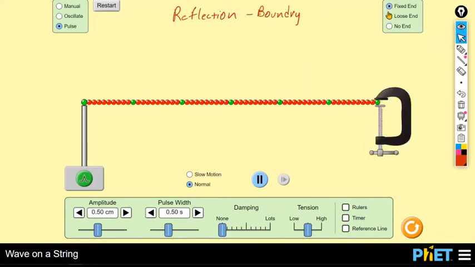I can choose a fixed end, and here the simulation shows this last particle is fixed. It's clamped in place. It can't move up or down. It's prohibited from moving up or down by this clamp. So this is called a fixed end. Now, just so you know, this will also be a fixed end. This particle is connected to the motor or the pulse generating machine, and it's actually fixed as well. Now, what happens when I send a wave pulse through this string and the wave pulse meets this fixed end? Let's observe.